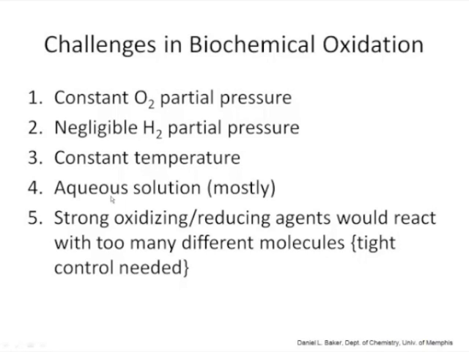We're dealing with a constant temperature, almost always an aqueous solution. And if we just throw in strong oxidizing or reducing agents, right, things like permanganate for an oxidizing agent, or platinum on carbon and hydrogen gas as a reducing agent, or sodium borohydride, something like that, we'd get too many undesirable reactions, right? We'd just oxidize or reduce anything in the area that's present, and that's certainly not what we want to have happen in a tightly controlled biological system like a cell.